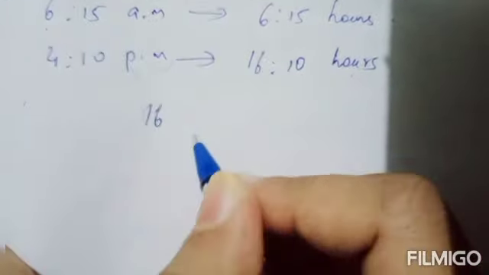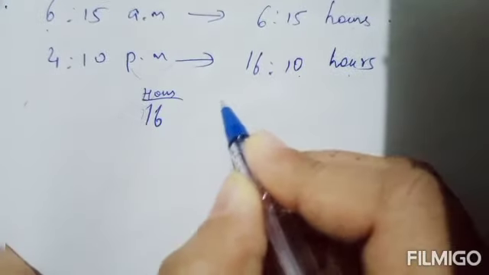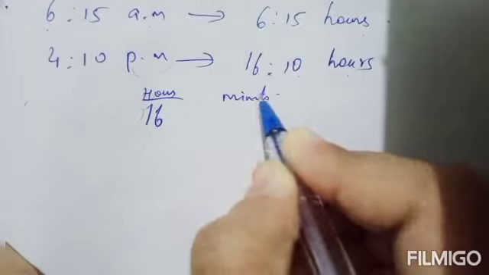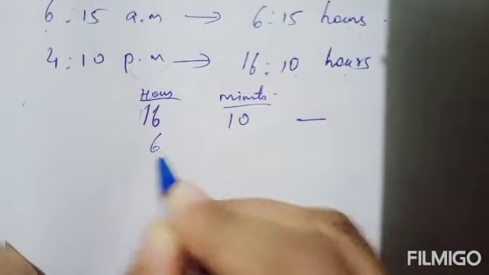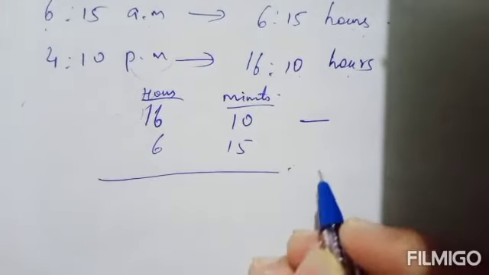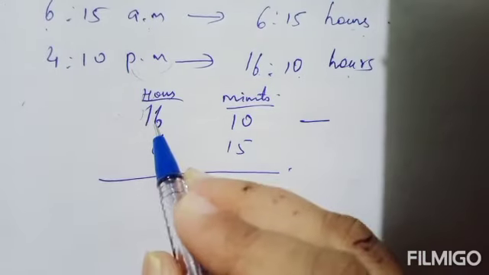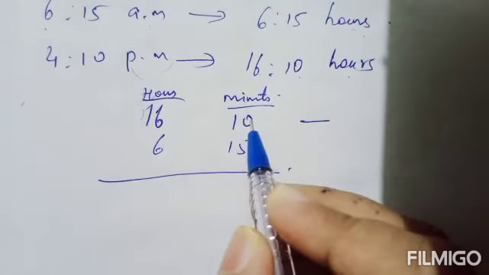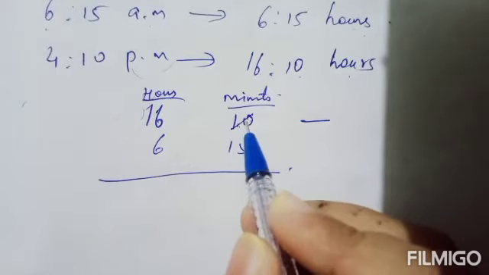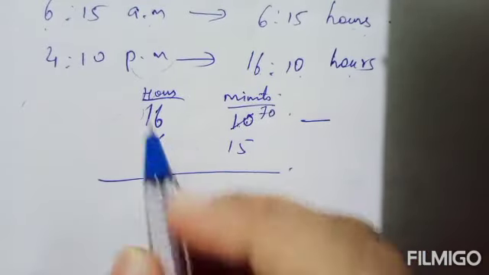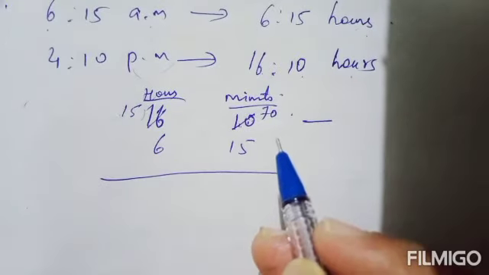Okay, so 16:10, this is the hours column, this is the minutes column. So 16:10 minus 6:15. Now here the smaller quantity comes above. So what to do? 1 hour you can take to this side. 1 hour means 60 minutes. So 10 will be 10 plus 60, this will be 70. And 16 will become 16 minus 1, it will be 15.